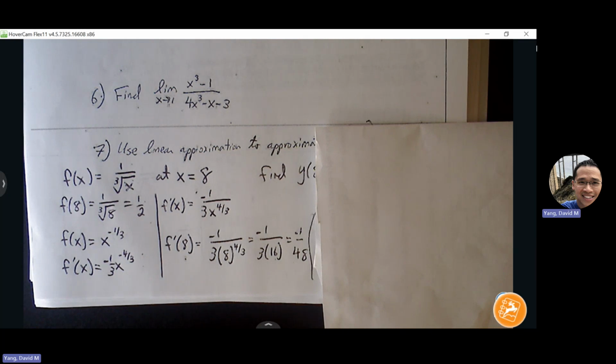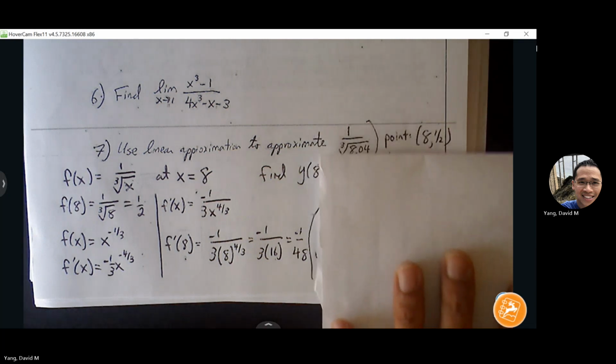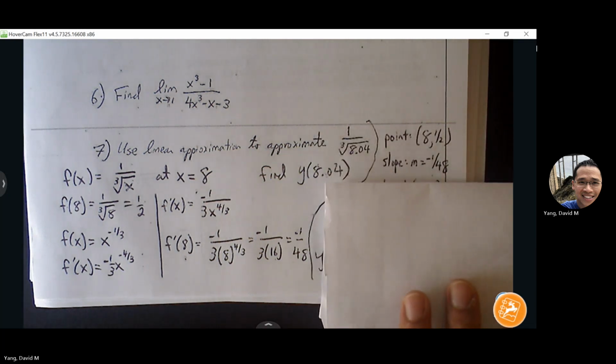I brought the x up to the top to go through power rule. Found the derivative, plug in the 8 to get the slope. Okay, have my ordered pair, have my slope. Build your tangent line equation. And then your final step is to plug in that 8.04.